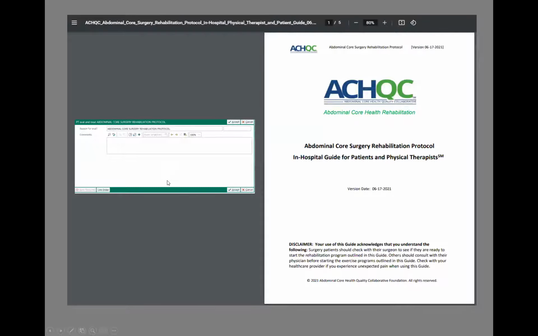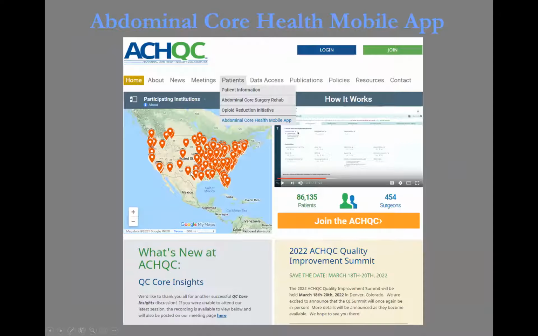And I use Epic for my hospital. So this is my little pre-made order: click on Epic for PT evaluate and treat, abdominal core surgery rehab protocol. When I click and order this for my patient's postop, it's just one click for me, and they know exactly what they need to do for the patient.